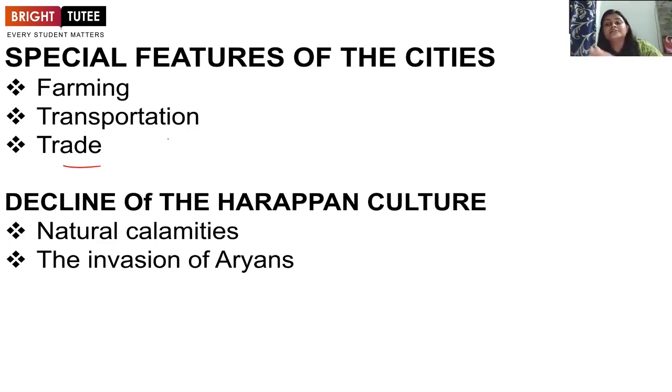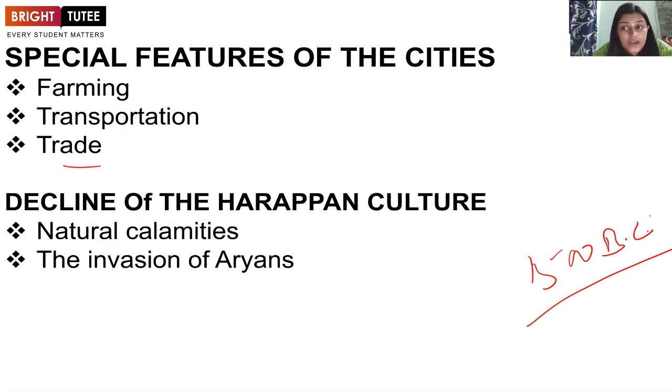Now, this civilization came to an end completely around 1500 BC. Such a marvelous civilization, how did it end? It is very difficult to imagine that this kind of civilization ended, where everything in the society was progressive, or the approach of the society was very progressive. But what factors, what reasons led to the end or decline of the Harappan culture?